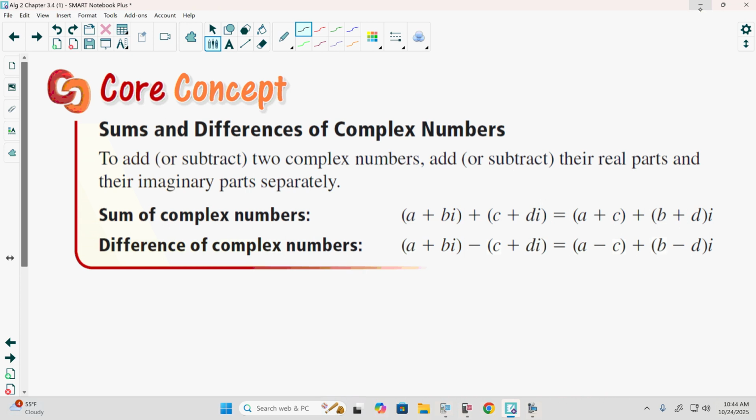So where we stopped off with Wednesday was sum and difference of complex numbers. So we talked about complex numbers and the imaginary number i, which is defined to be the square root of -1. So from here on, we're not going to leave it as the square root of -1. We're going to rewrite it as i.